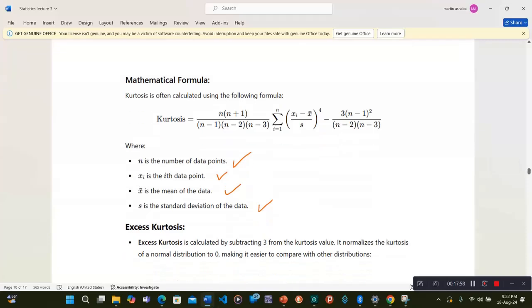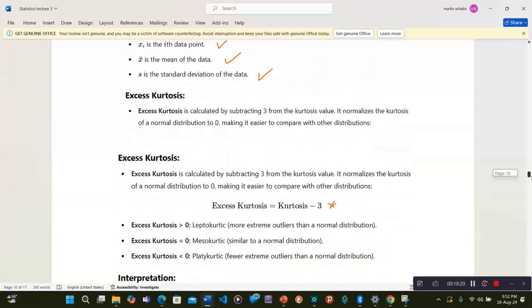The mathematical formula for calculating kurtosis is this, whereby n is the number of data points, xi is the ith data point, x bar is the mean of the data, and s is the standard deviation. You can pause this video so that you can write down this formula, and then you can use it to determine kurtosis. Then you have the formula of excess kurtosis, which is kurtosis minus 3.